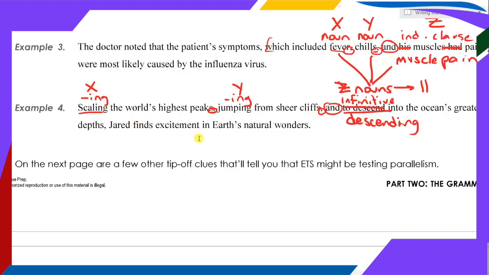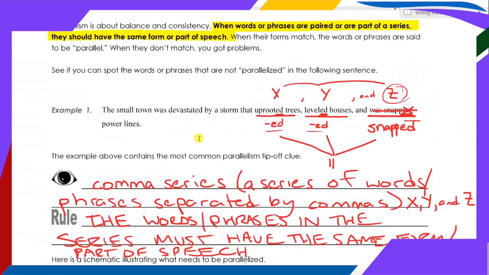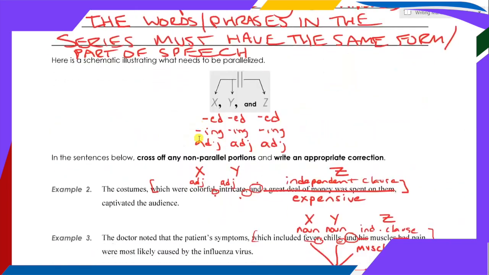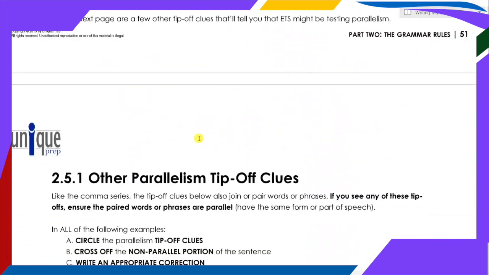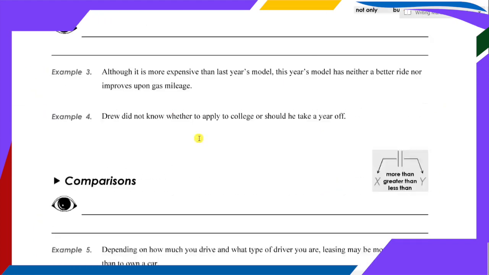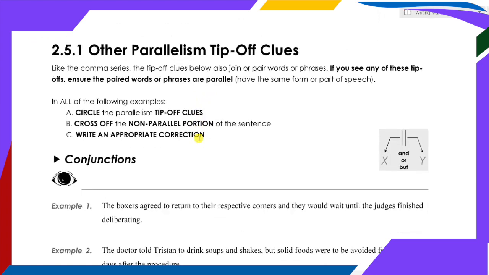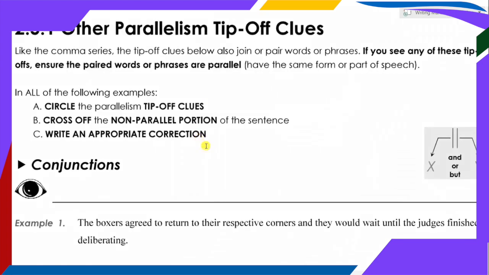Now we have balance. The comma series is the most common tip-off clue for parallelism. Most of the time when you see ETS testing parallelism, it is the comma series that's going to give it away that ETS is testing parallelism. However, on page 52, we see 3 more parallelism tip-off clues. There are a couple of other things that should alert you to a possible parallelism error. So here they are. We'll go through all of these.